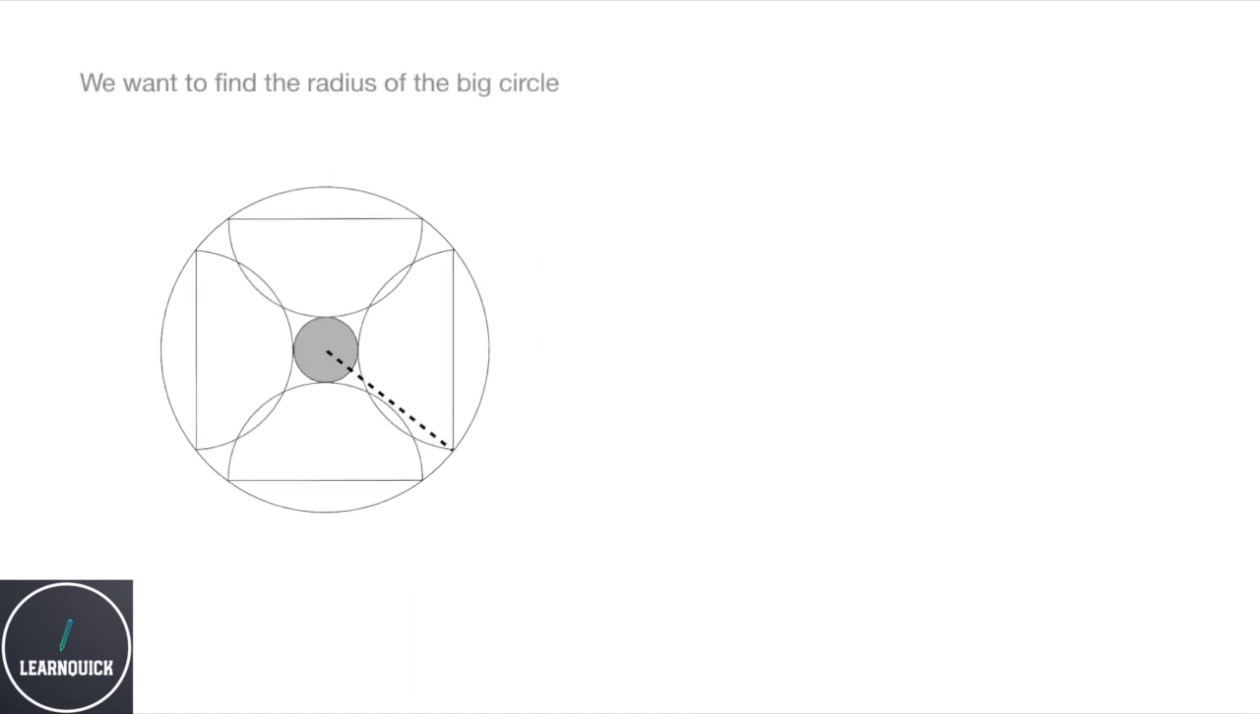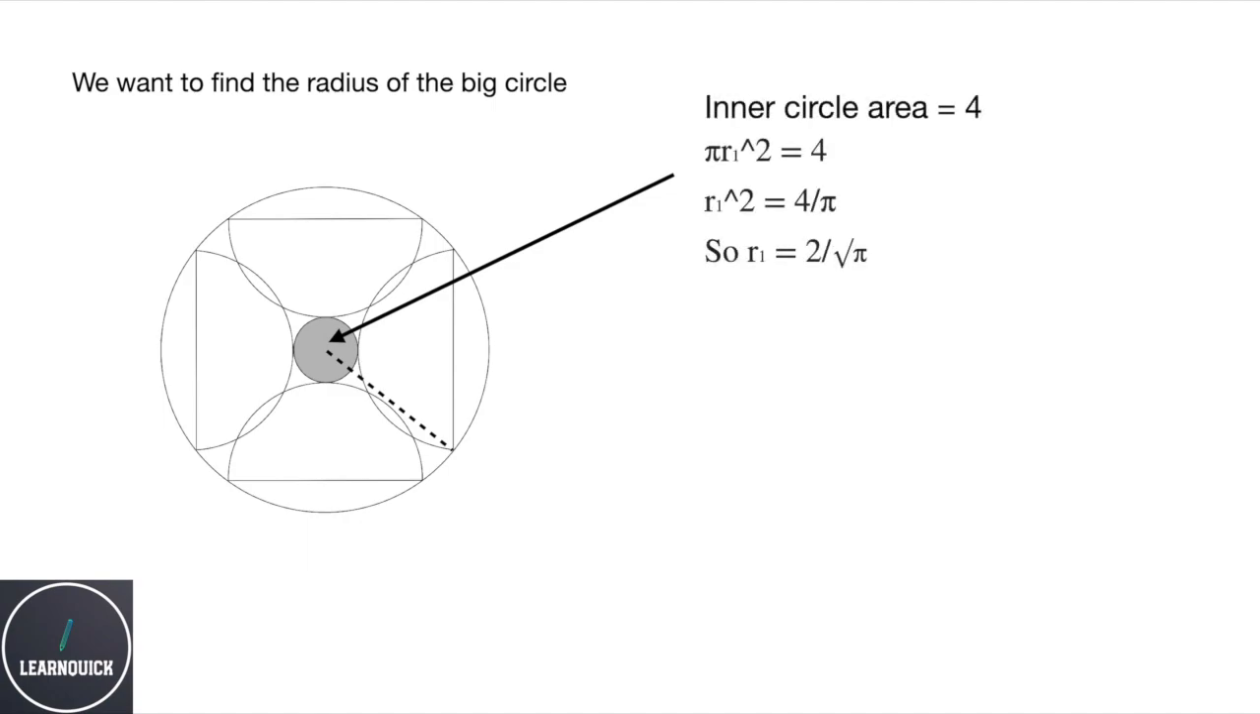Okay, so what we want to find is the radius of the big circle. So how will we do this? Well, we know the areas of the small circles and the semicircles, so let's find their radii.